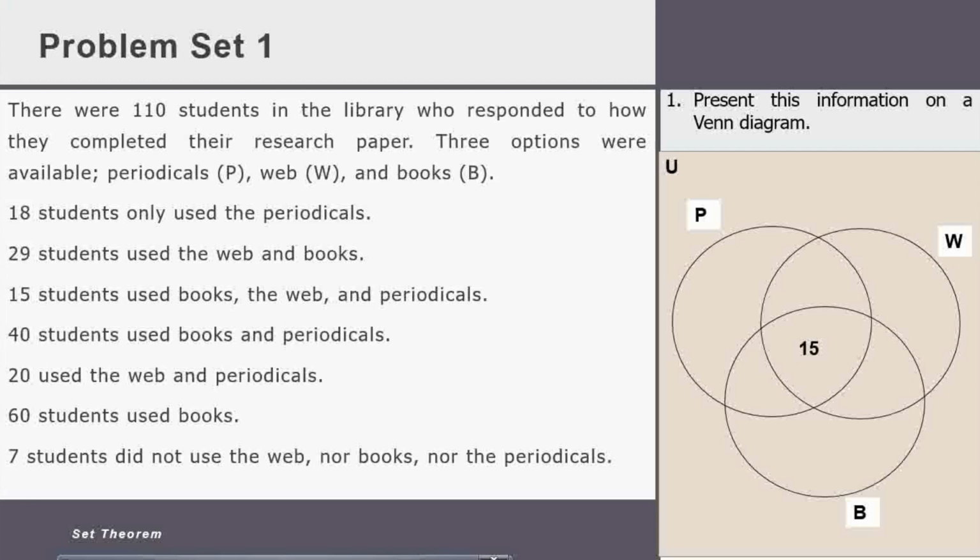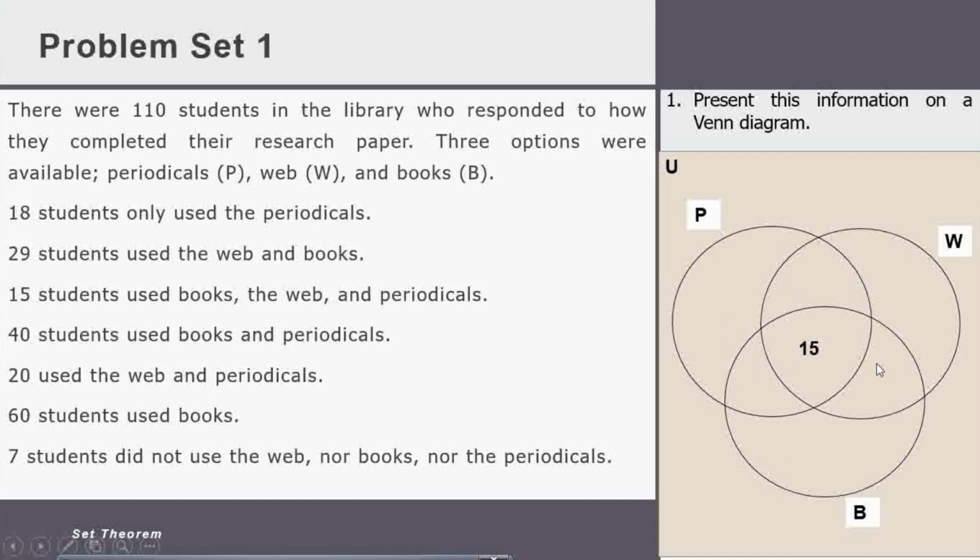Now that we've put the 15, next we need to start putting now the intersection between two sets. This is the intersection for the three sets. Now we put intersection for the two sets. So we'll put for periodicals and webs, we'll put for webs and books, and we'll put for books and periodicals.